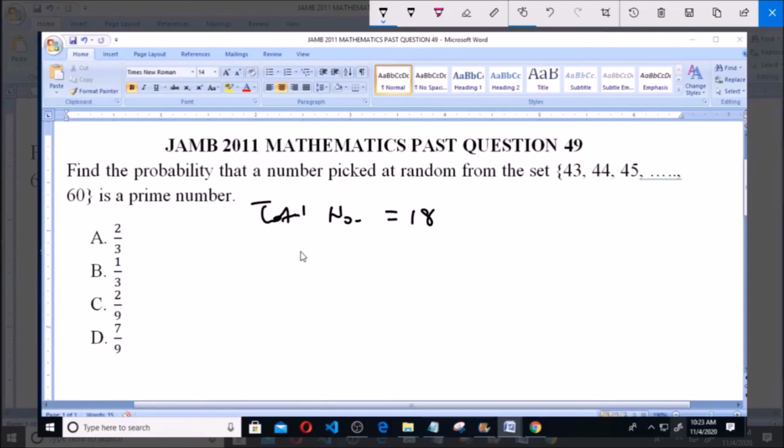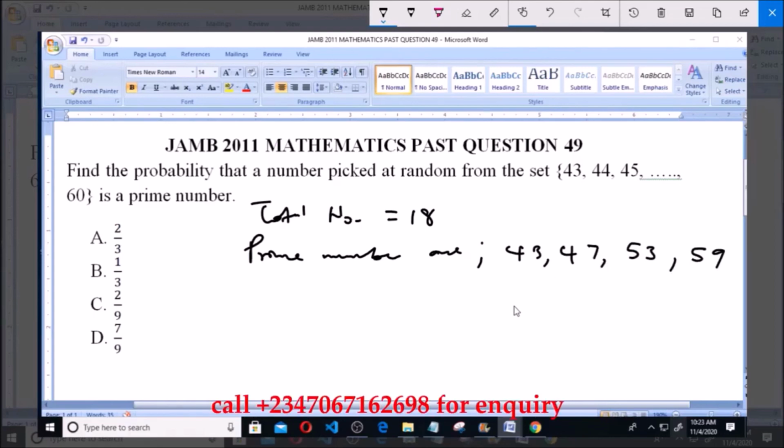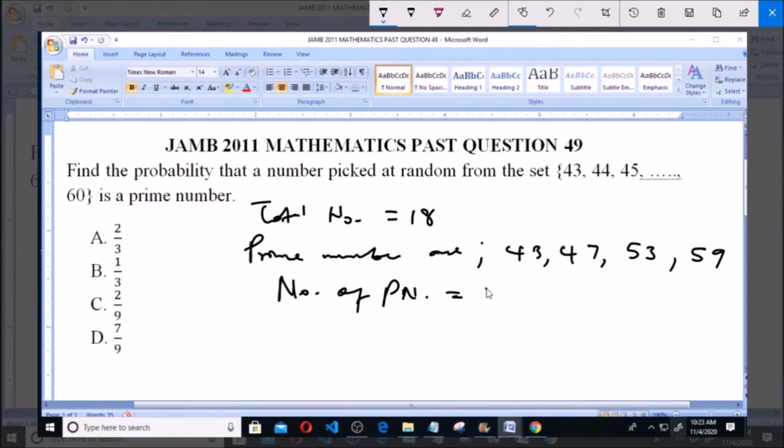Now let's look at the prime numbers from 43 to 60. Like we know, prime numbers are numbers that can only be divided by themselves and 1. They have only 2 factors, 1 and themselves. These prime numbers are 43, 47, 53, and 59. These are the prime numbers. So the number of prime numbers is 1, 2, 3, 4, 4.